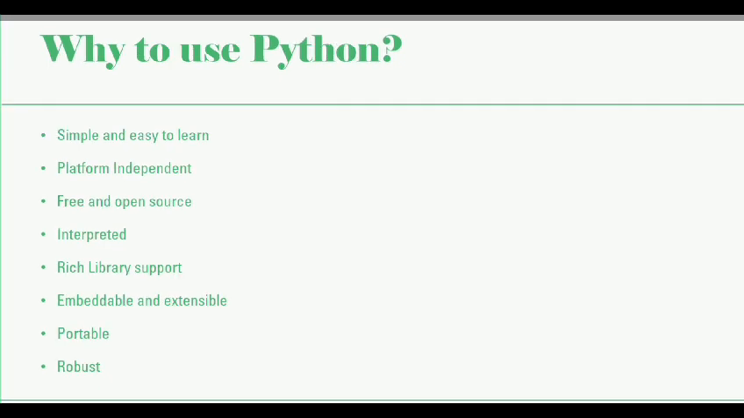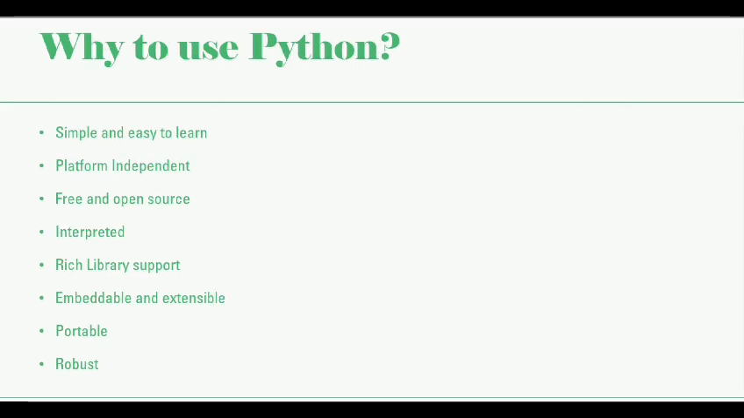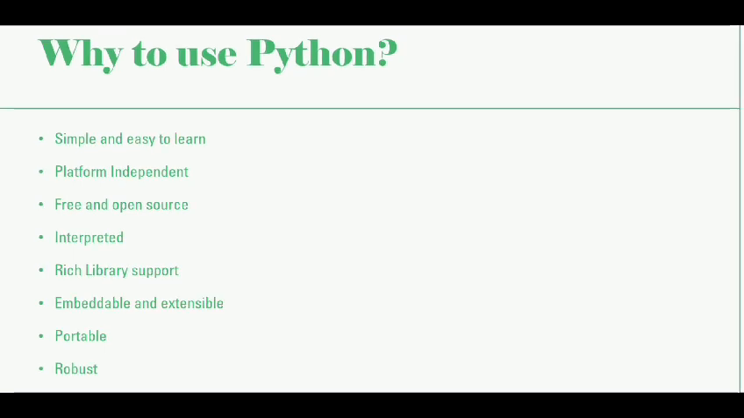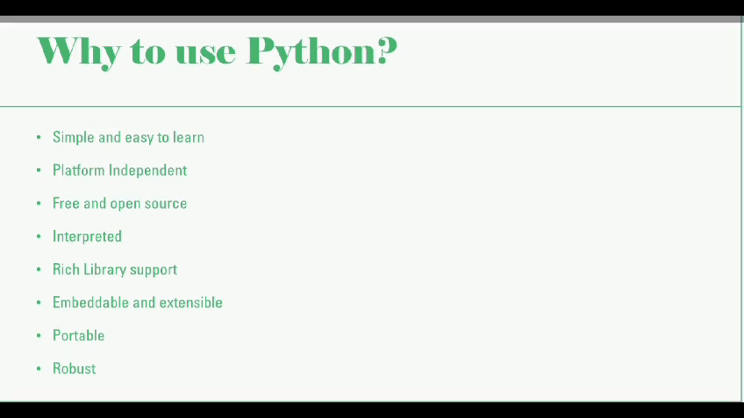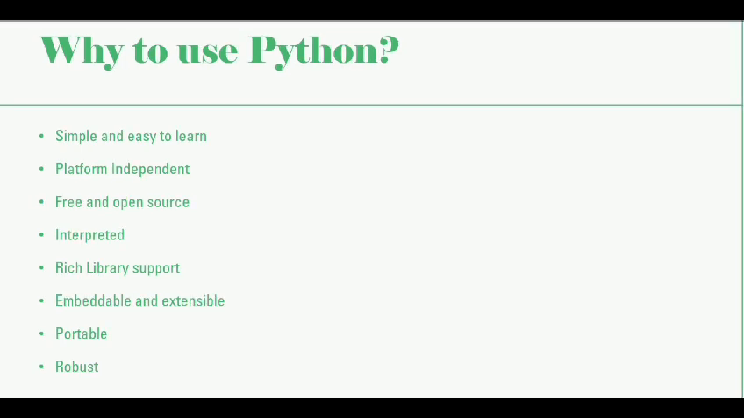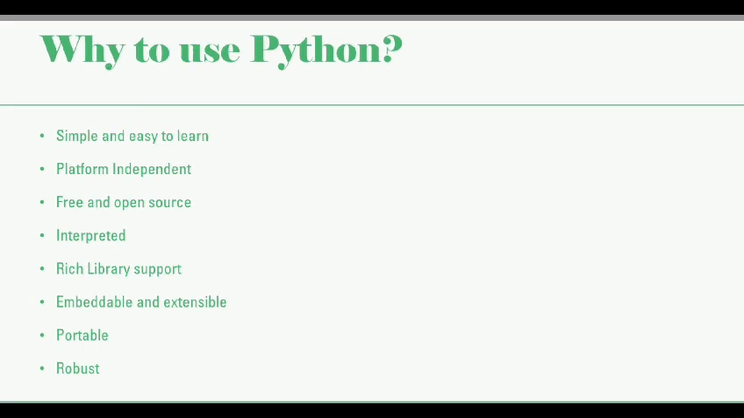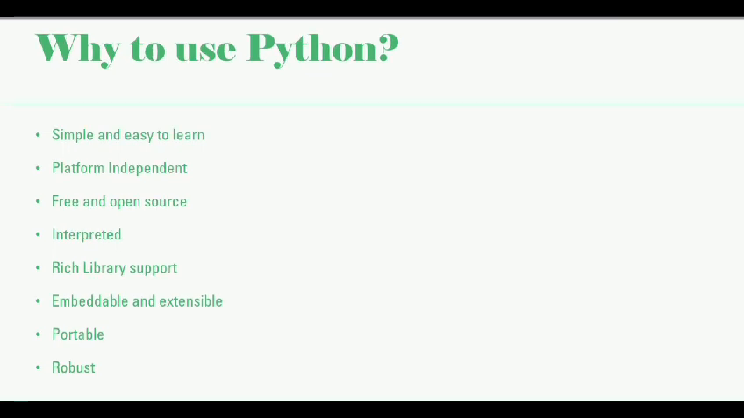Next, rich library support. Python has extensive libraries like Pandas, NumPy, and TensorFlow, allowing developers to use existing code rather than writing from scratch. Next, embeddable and extensible. You can embed Python code in other languages and use other languages' code in Python. Next, portable. Code written on one machine can be executed on another without any modification.